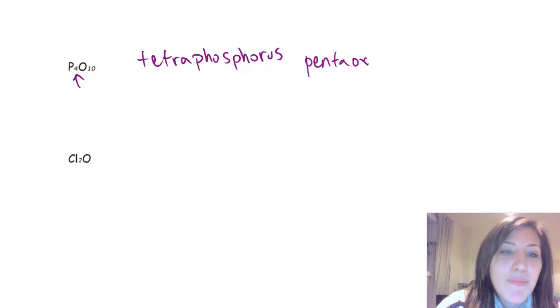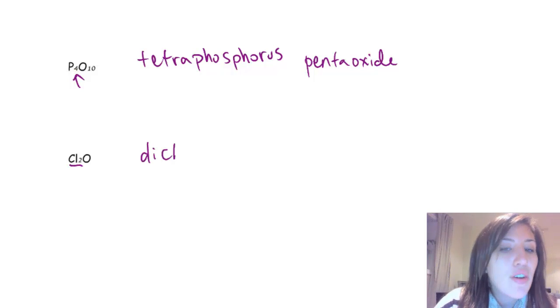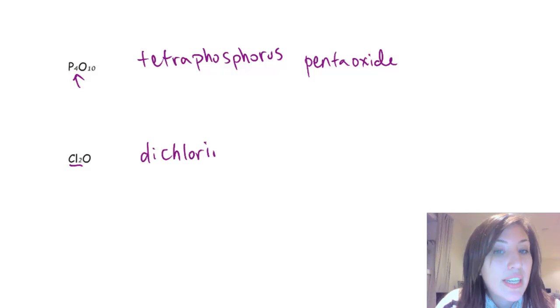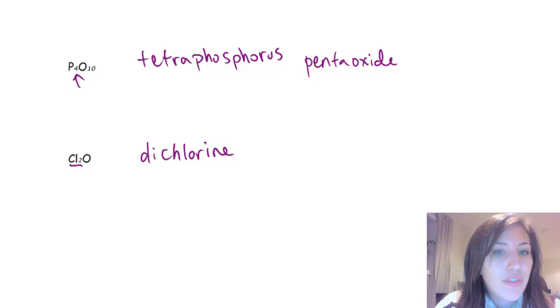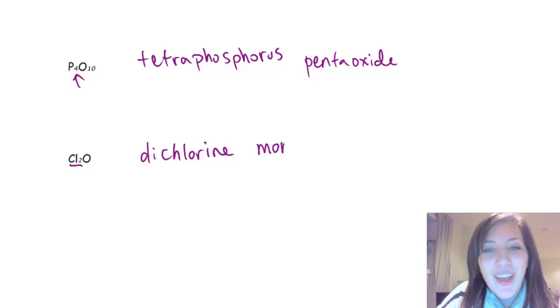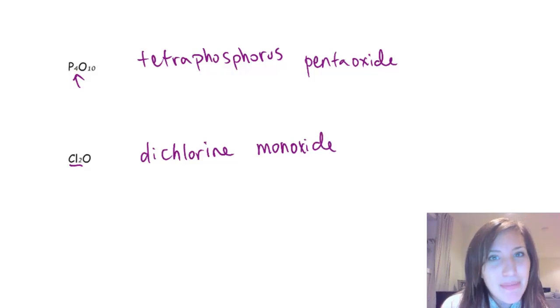Great, and last example. Di for 2 chlorines, dichlorine. Now notice I didn't change the chlorine to chloride, even though it seems like you'd want to. You don't for the first atom, just the second one. And we have only 1 oxygen, so monoxide. All right, there you go. That concludes our section on naming.